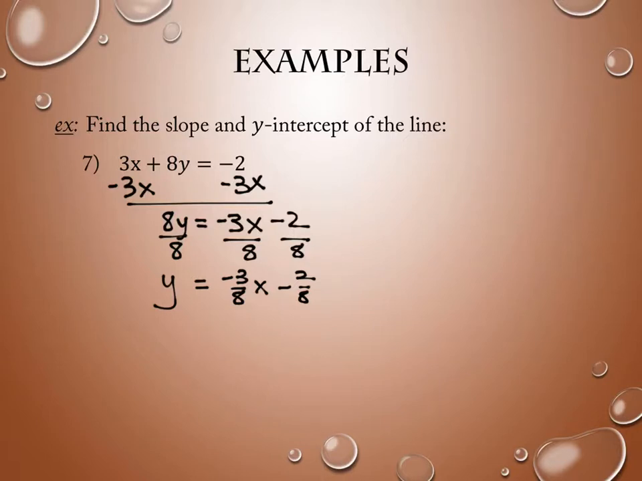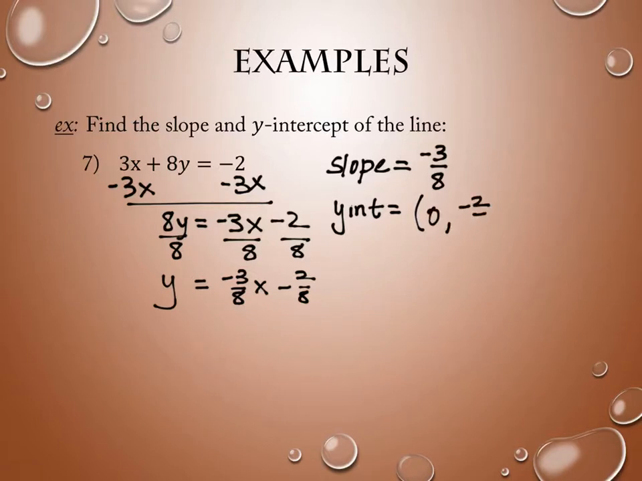Okay, good job. What is the slope? Yeah, negative 3/8. What is our y-intercept? 0 and negative 2/8. Anything we could simplify? Yeah. On this one, over here, let me go back a step and we'll simplify. So this is negative 3 over 8x minus 1/4. And we will adjust it over here as well. Negative 1/4.